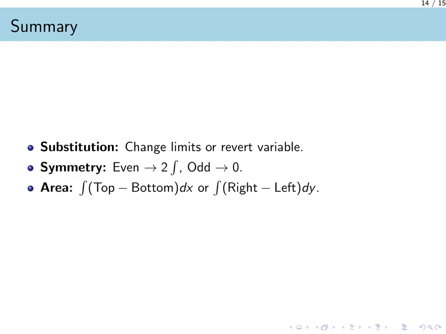Second, we established a general method for finding the area between two curves. The fundamental idea is to integrate the vertical distance between them, which is the top function minus the bottom function, with respect to x. Alternatively, if it is more convenient, we can integrate the horizontal distance, which is the right-hand function minus the left-hand function, with respect to y. These geometric shortcuts and symmetry properties are powerful tools for evaluating definite integrals.